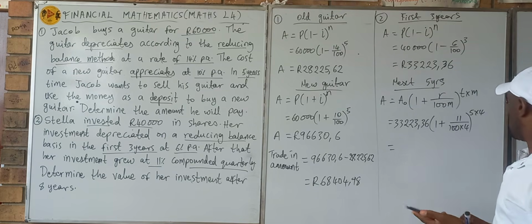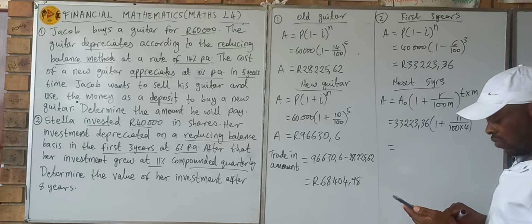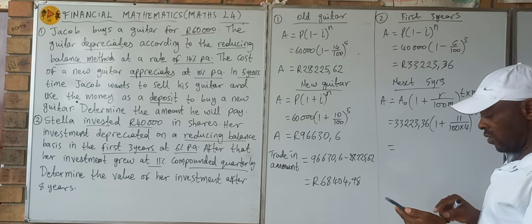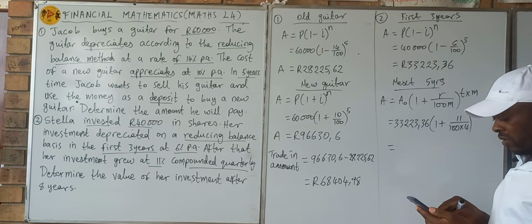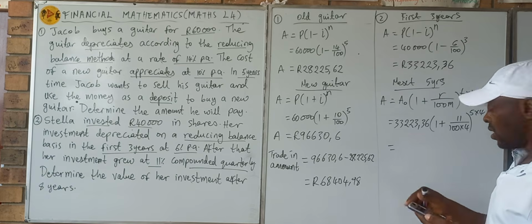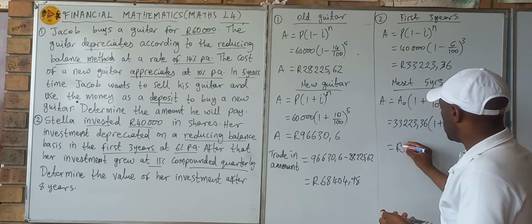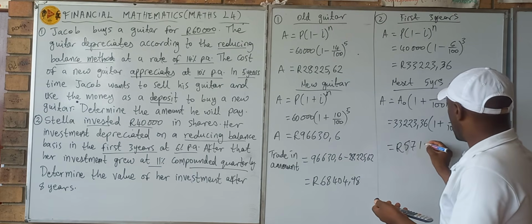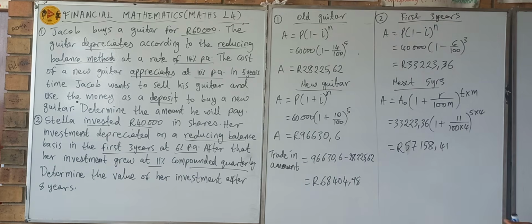So I have to capture this calculation into my calculator. I get 33,223.36, in bracket I take 1 plus 11 on 400. That is it, 100 times 4 is 400. Then I will raise this to the power of 5 times 4 is 20. So this takes us to 57,158.41. So that is now the value of Stella's investment at the end of 8 years.